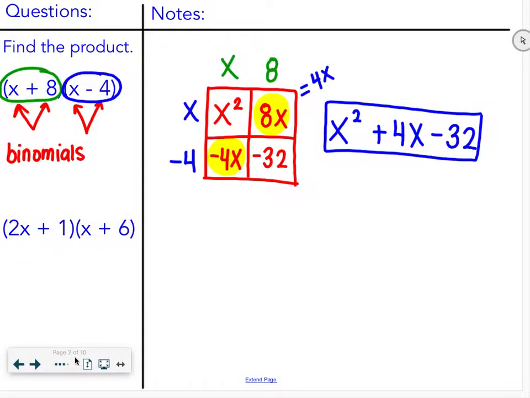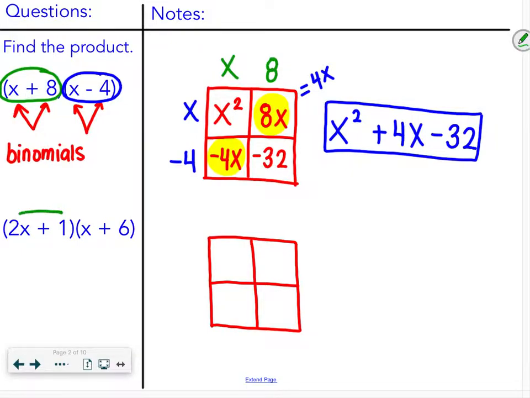All right, the second one is 2x plus 1 times x plus 6. So make that box again. We're going to take 2x plus 1, so we put 2x here, and we put 1 there. And then we have x plus 6, so we put an x here and then the positive 6 here.